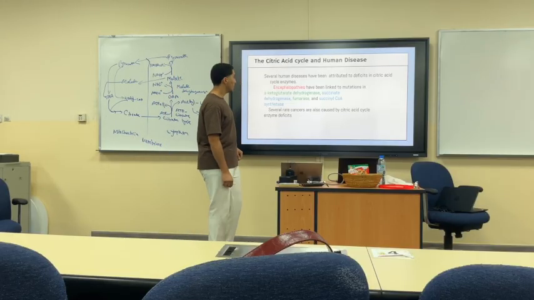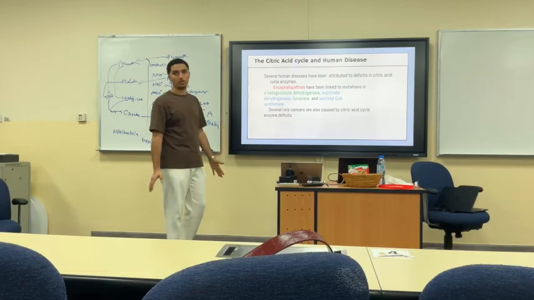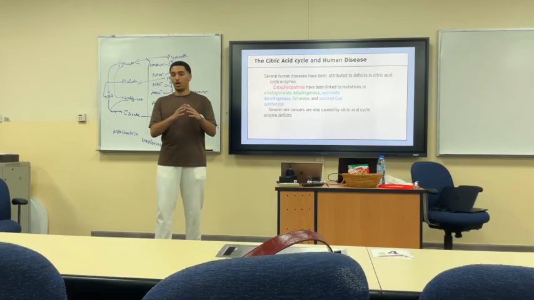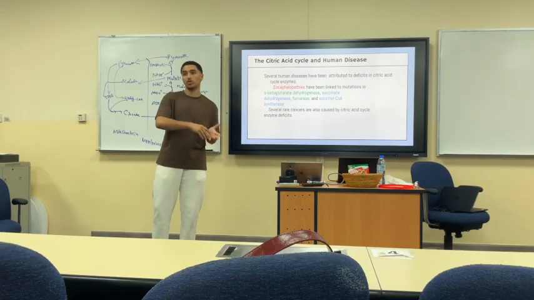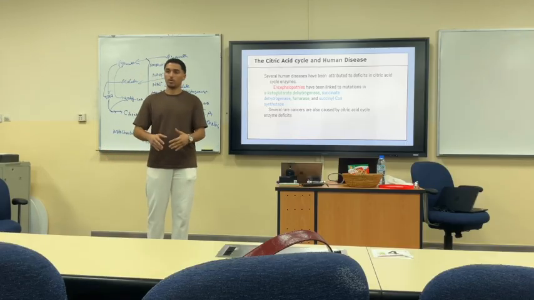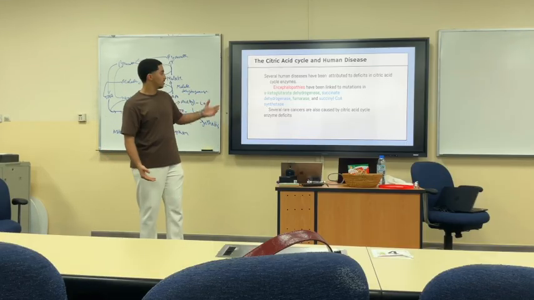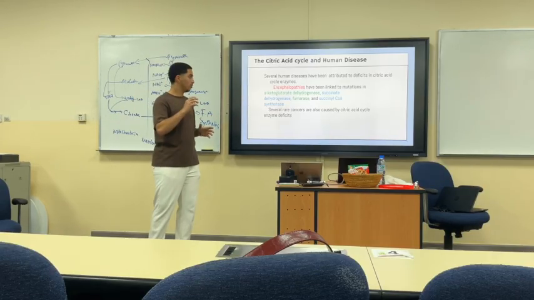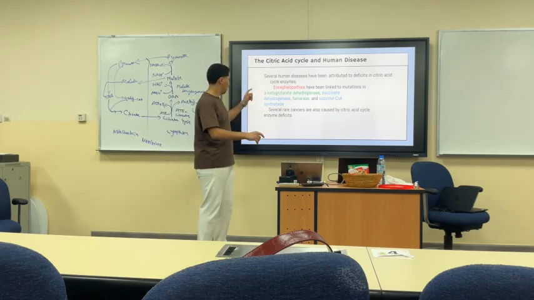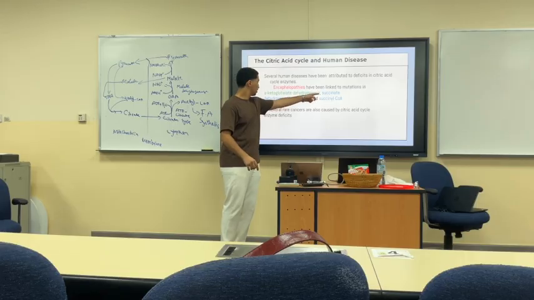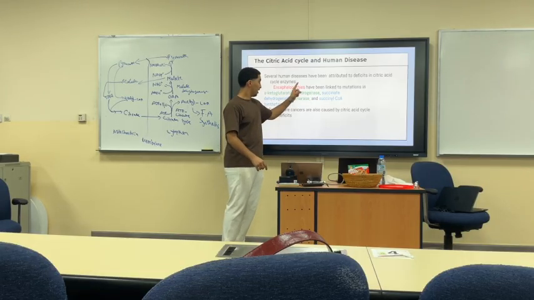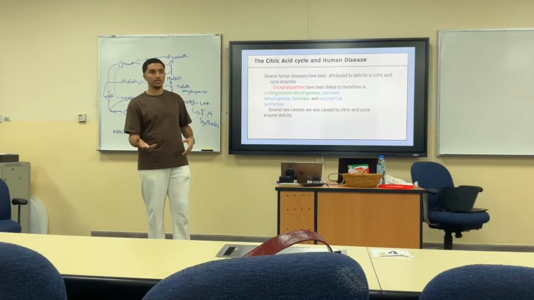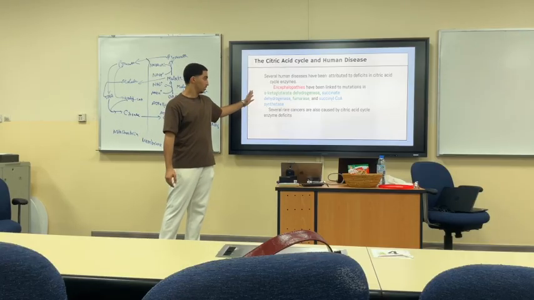Lastly, the citric acid cycle and human disease. If we have a mutation in some of the citric acid cycle enzymes, or in the genes that produce them, we're going to have diseases. One of these diseases is encephalopathy, which is related to the brain. If we have a mutation in the genes that produce alpha-ketoglutarate dehydrogenase, succinate dehydrogenase, fumarase, and succinyl-CoA synthetase, we will have encephalopathy. There are more diseases, but the one mentioned in your PowerPoint was only this.